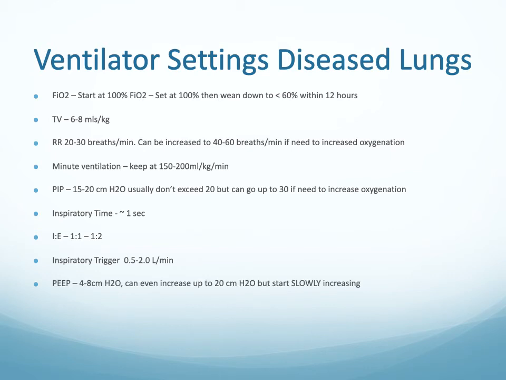Now remember, your PEEP is going to be higher, so 4 to 8 centimeters of water to start off with. That's to help stop these alveoli from collapsing. You can even increase up to 20 centimeters of water, but you have to do this slowly. You can't start at a PEEP of 8 and then the next time adjust it straight up to 20. You have to go slowly because you need to slowly expand the pressure that you're applying to the alveoli. So make sure that if you are increasing your PEEP, you're doing it very gradually.